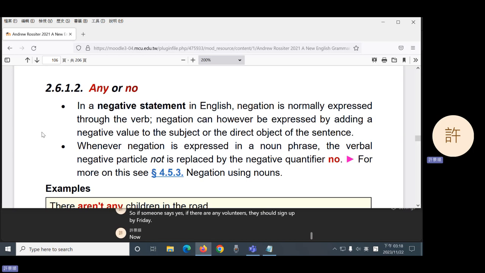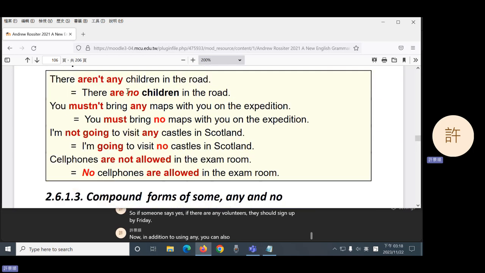Now, in addition to using any, you can also negate a sentence with no. If you use any in a negative sentence, you are negating the verb, right? Aren't. If you use no, you are negating the noun, no children. There aren't any children. There are no children. These two mean exactly the same thing. But in spoken English, we usually negate the verb. We more often say aren't instead of no children. Negating the noun sounds more formal.